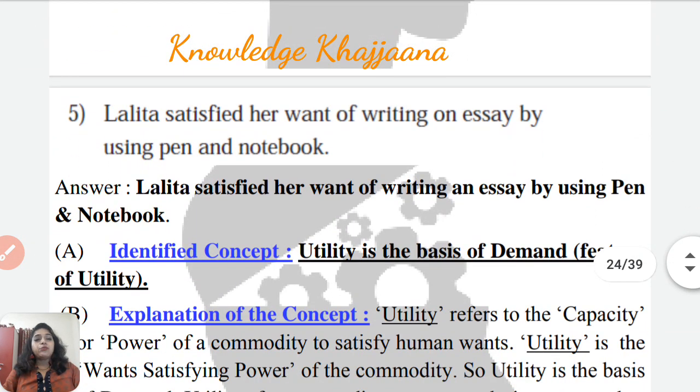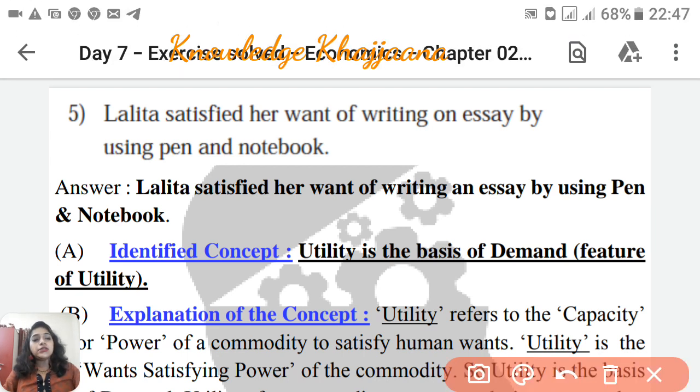Now, next statement. Lalita satisfied her want of writing an essay. See, here there is a printing mistake. You have to take it as an essay. Okay, an essay. Lalita satisfied her want of writing an essay by using pen and notebook.